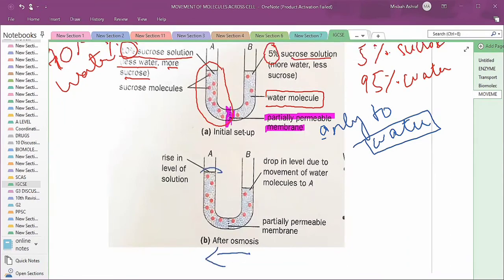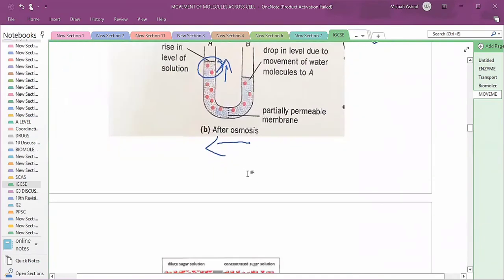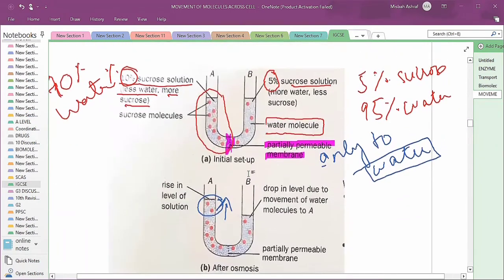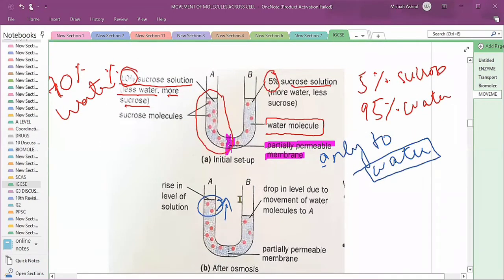Here you can also see that there is a rise in the water level. It has risen up because of the movement of the water molecules from B to A side. And why do only water molecules move? Because this membrane was permeable to water molecules, and not permeable to sucrose. Understood? Miss, after it, will the water start moving to B side? Yes, when there is equal concentration of water, then the movement will stop. Okay.